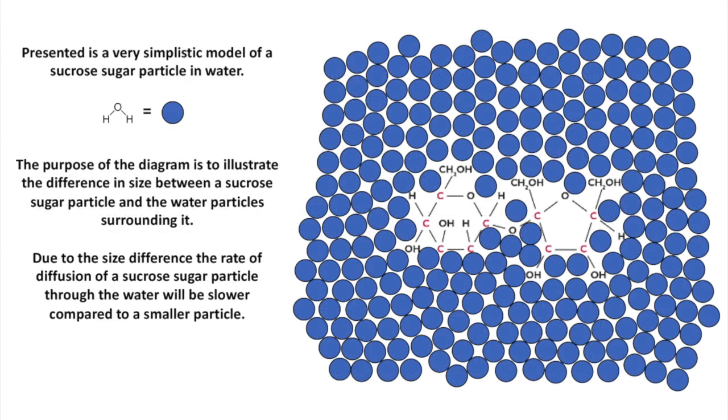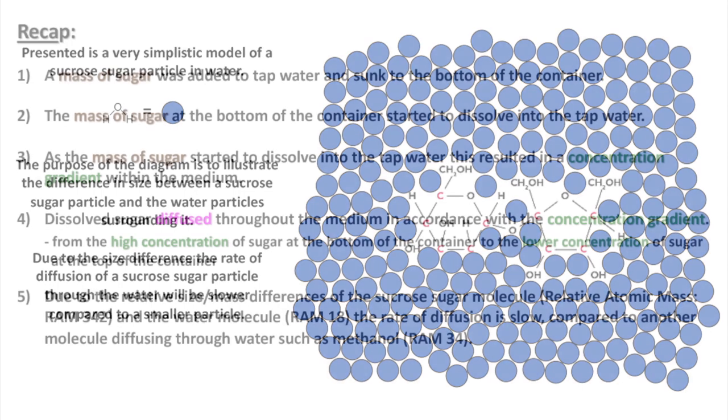Presented is a very simplistic model of a sucrose sugar particle in water. The purpose of the diagram is to illustrate the difference in size between a sucrose sugar particle and the water particles surrounding it. Due to the size difference, the rate of diffusion of a sucrose sugar particle through the water will be slower compared to a smaller particle.